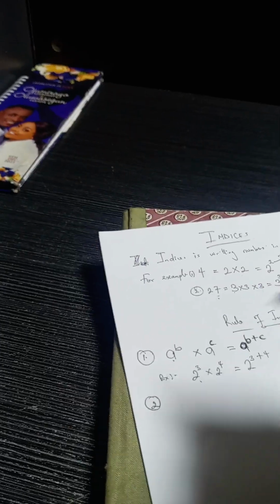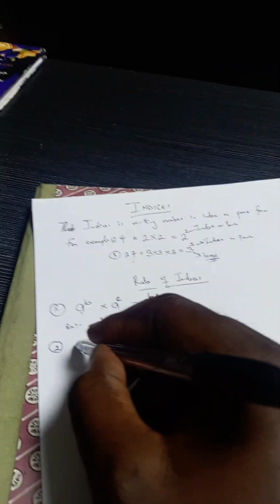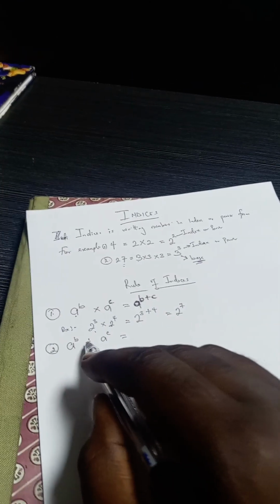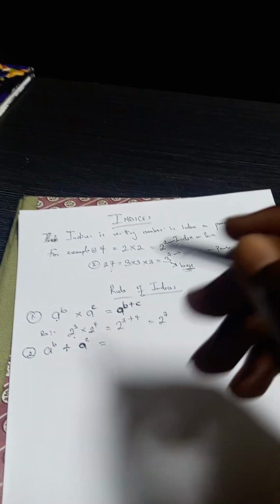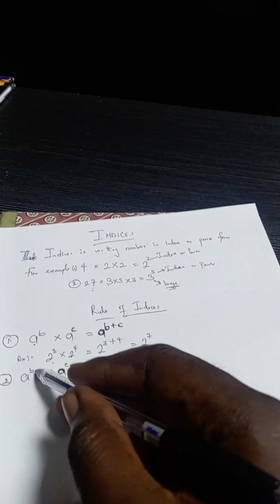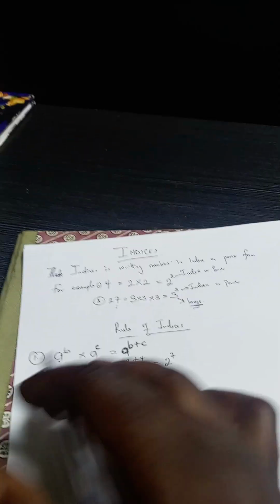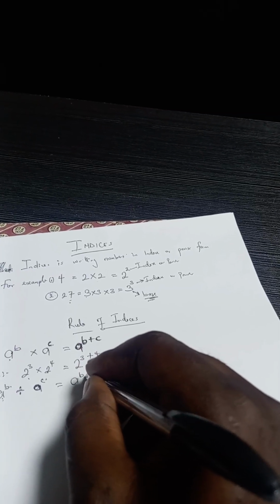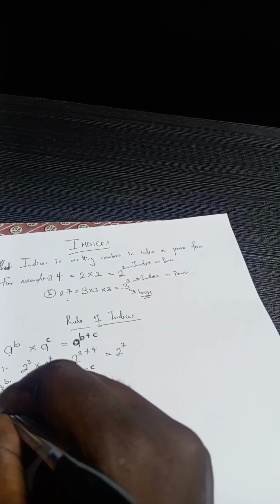Let me write another one. Another one says, when two indices, a raised power b divided by a raised power c, division now. Two indices having the same base, remember they must have the same base. If I'm having a raised power b and b raised power c here, they can't do anything with the indices. But the moment they are having a raised power b and a raised power c dividing themselves, having the same base, the law says a raised power b minus c. Therefore, the division sign becomes minus, while the multiplication sign becomes plus.